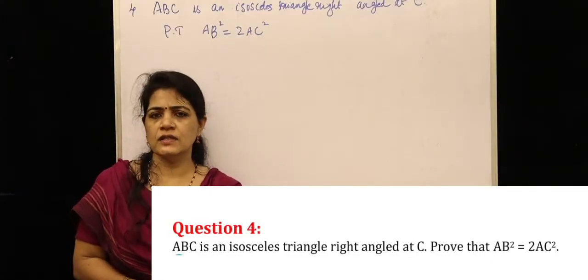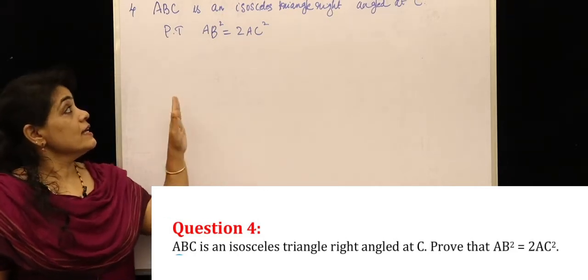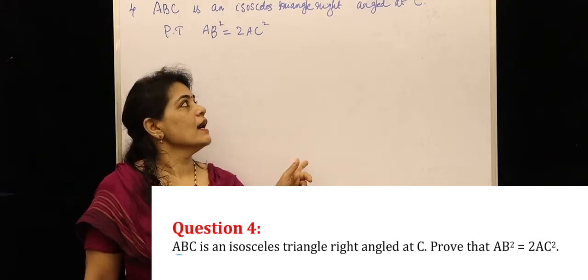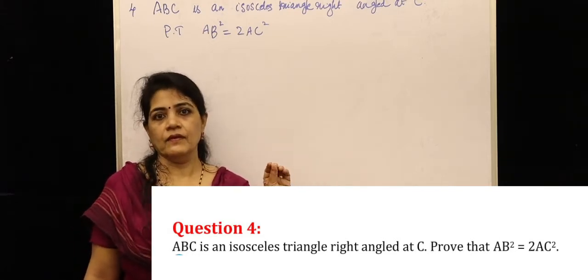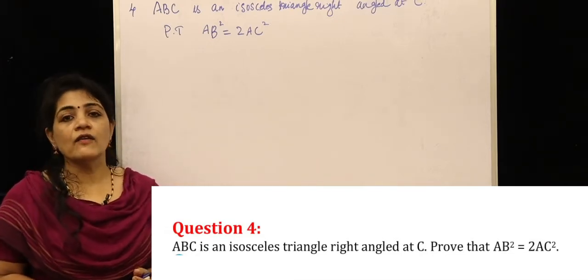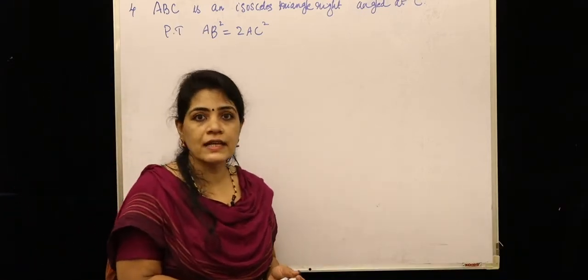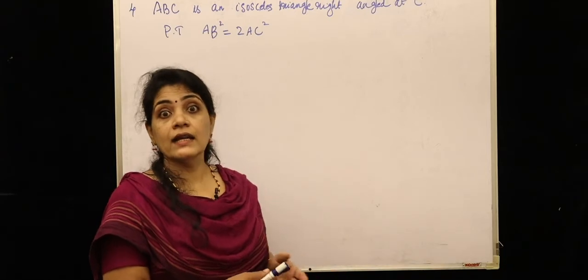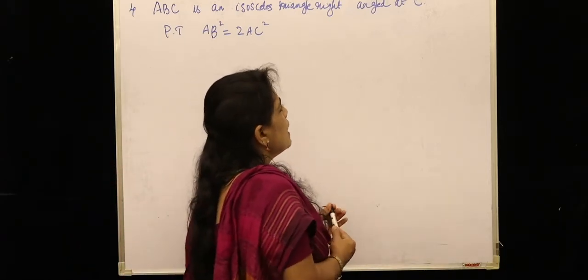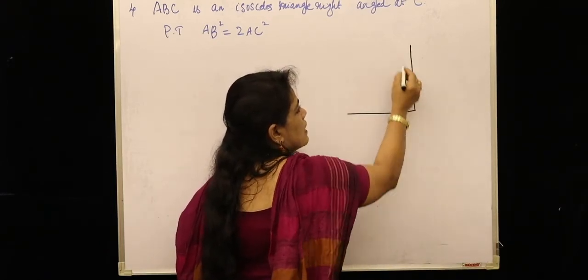Now the fourth question, this is a very simple question. Triangle ABC is an isosceles right angled triangle, right angled at C. We have to show that AB square equal to 2AC square. So we have a right angled isosceles triangle. Isosceles triangle means two sides are equal, and here one angle is 90 degrees. So we have here a right angled isosceles triangle.